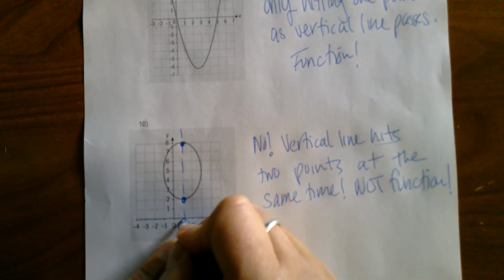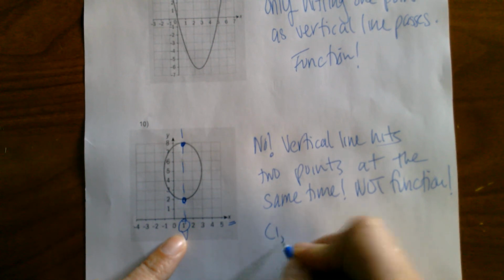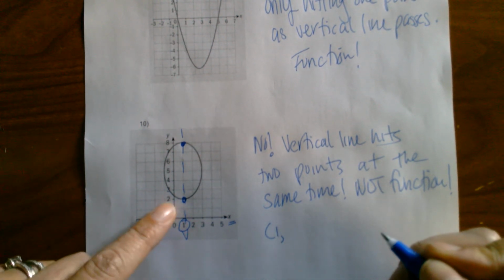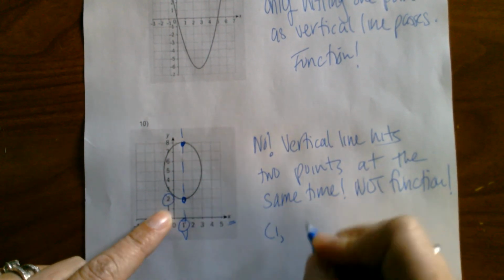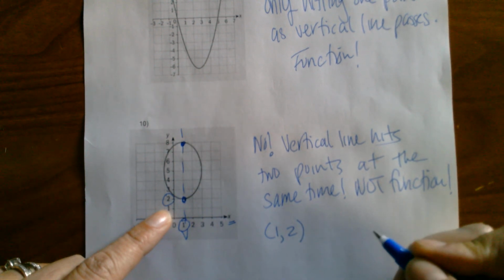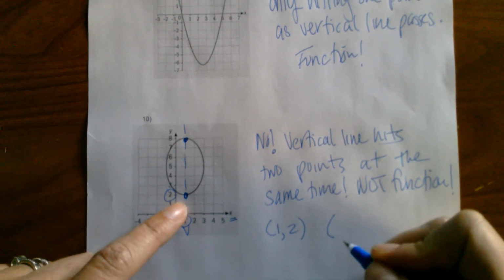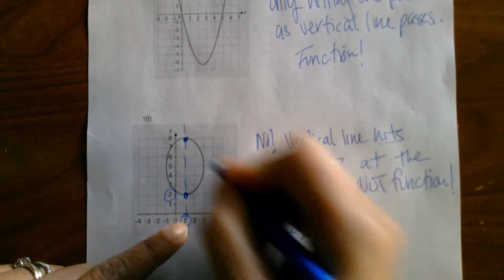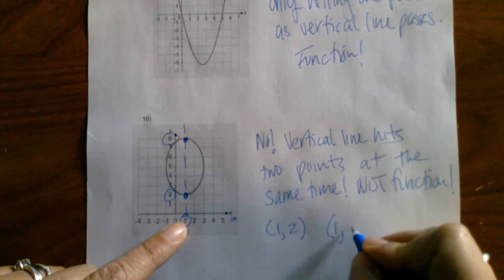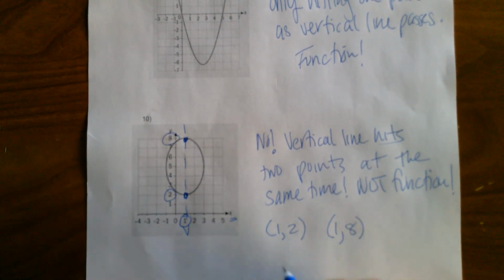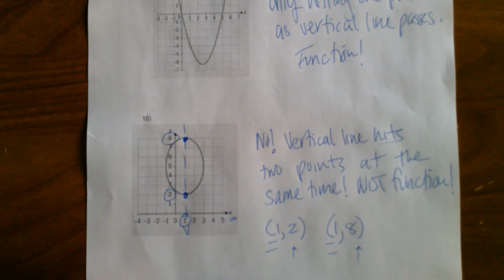So if we look, we have an x value or an input of 1, and we have a y value or an output of 2. We also have another input of 1, but now we have an output of 8. And this same input with different outputs cannot happen. This is not a function.